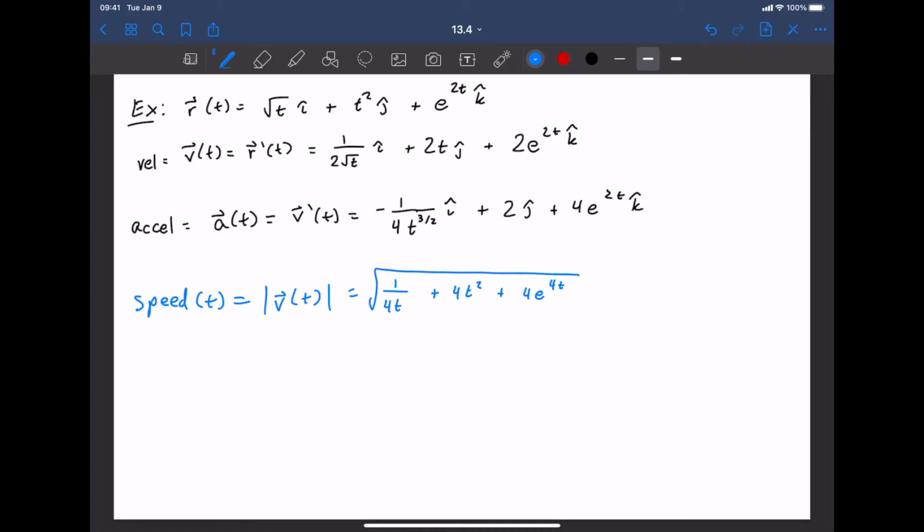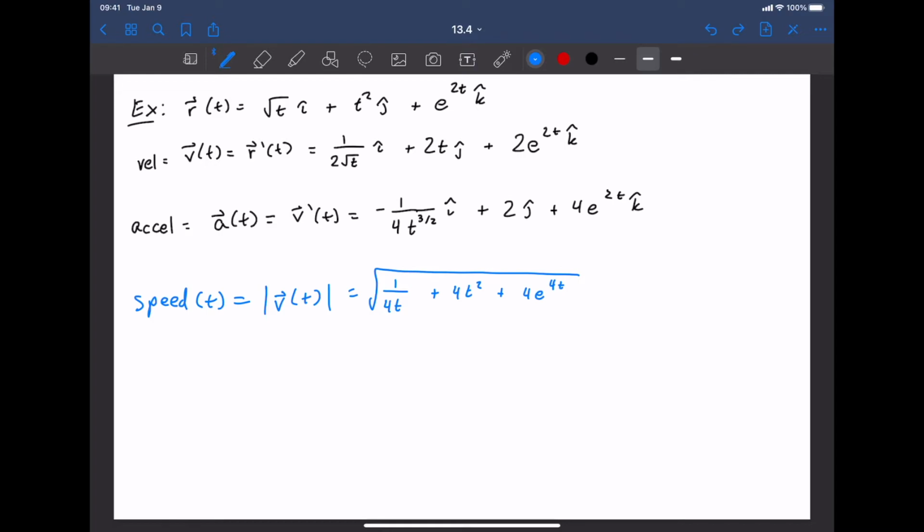All in the square root. And that's just about as nice as that function is going to be. Obviously, you could simplify by finding a common denominator, but I'm not going to worry about that too much with you guys. I'd rather focus our attention on another example. So that was our derivative examples.